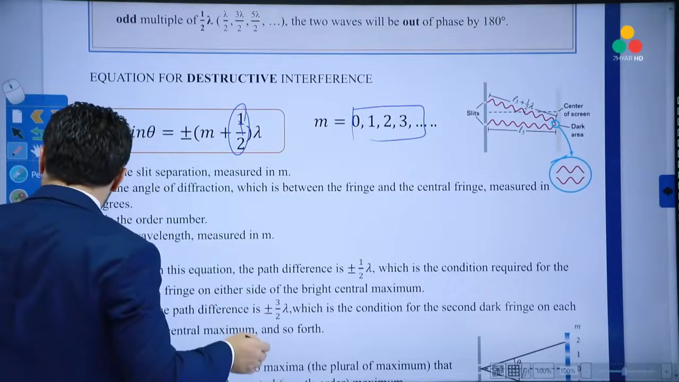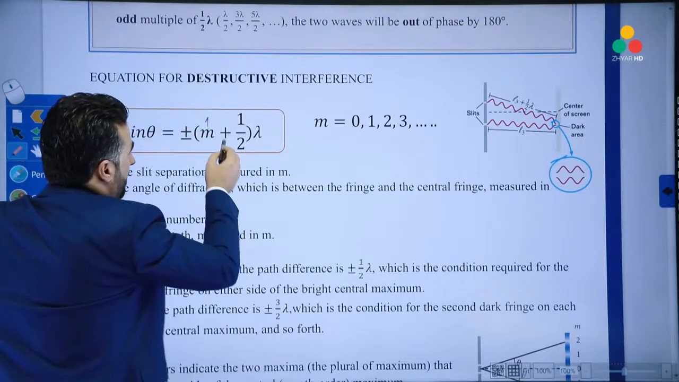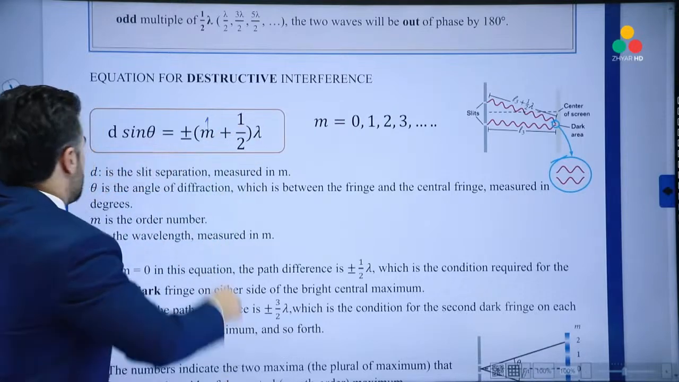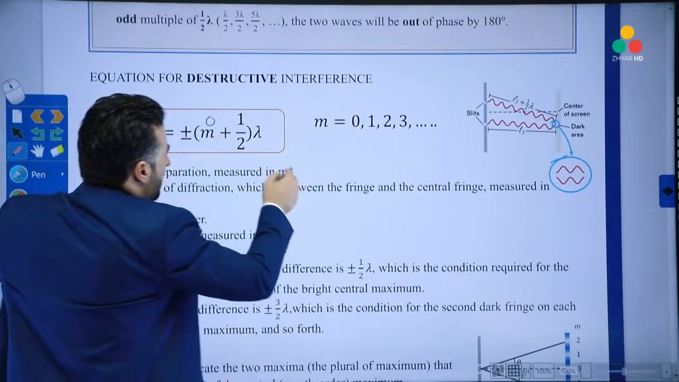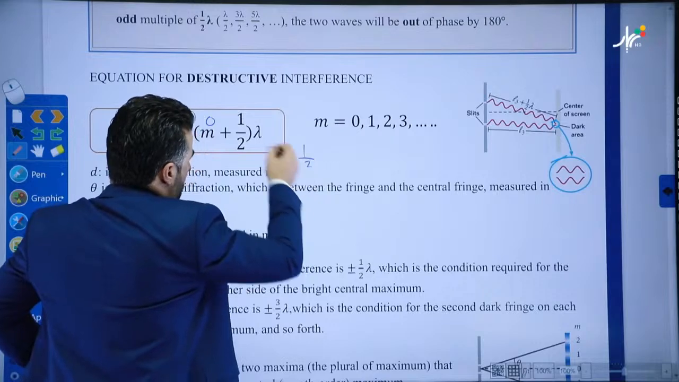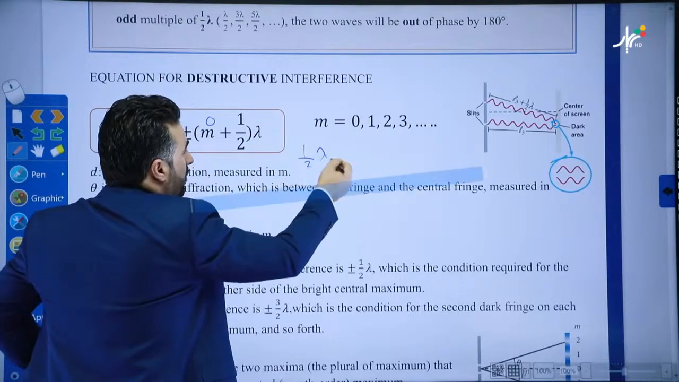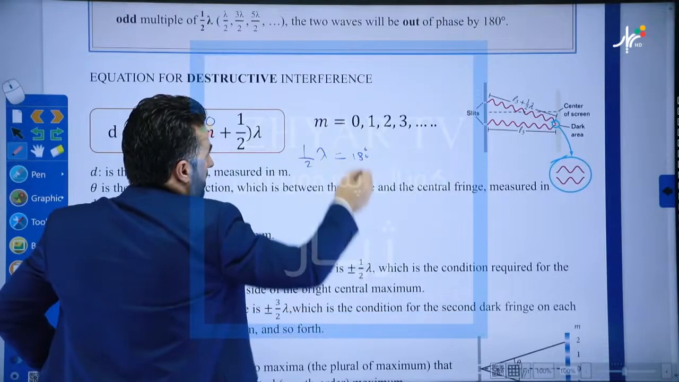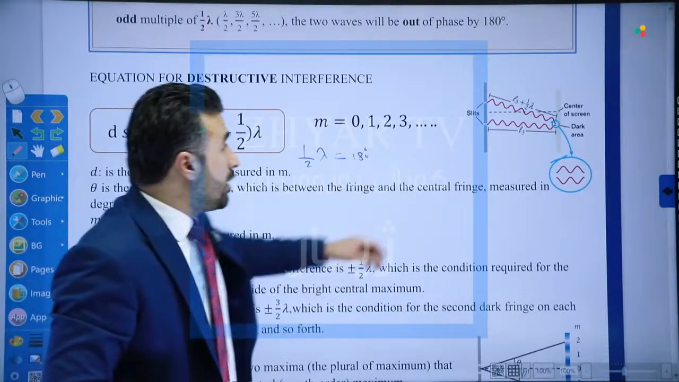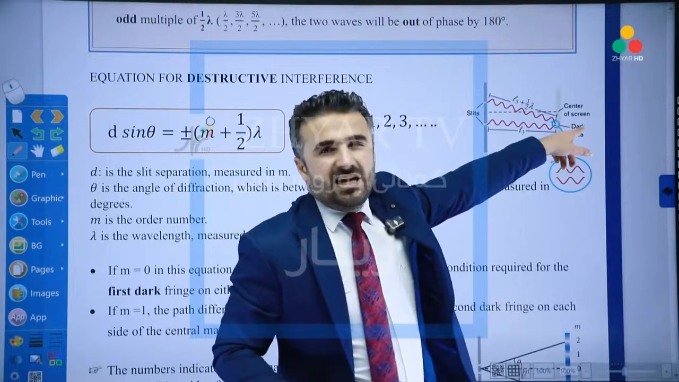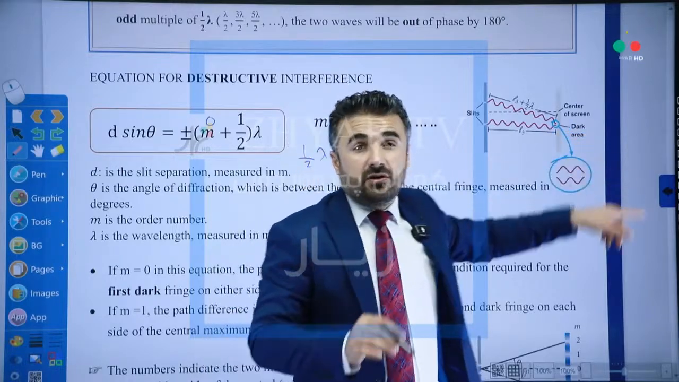For example, let's say m is 1. So what do we get? Let's start with 0 first of all. If it is 0, what do we get as a result? We get 0 plus 1 over 2, that is still 1 over 2 wavelength. If it is half a wavelength, that means the phase difference is 180 degrees between the two waves. They arrive on the screen out of phase by 180 degrees, so this is a destructive interference. We'll get a dark fringe here.